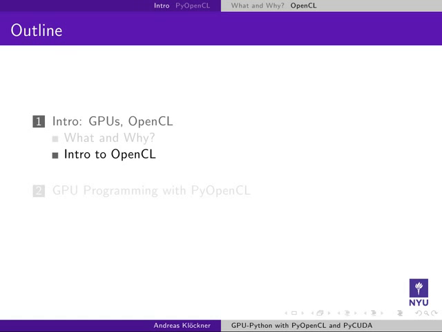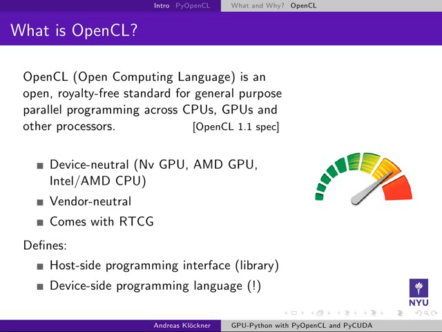OpenCL is the open computing language, an open royalty-free standard for general purpose parallel programming across CPUs, GPUs, and other processors. Sounds complicated, really isn't. You have heard the word CUDA a lot as well. As far as they target NVIDIA GPUs, OpenCL and CUDA pretty much do the same thing. Now, if you want to just target NVIDIA GPUs, why should I care whether I'm talking in CUDA or OpenCL?